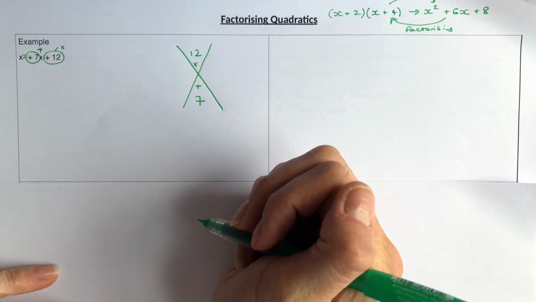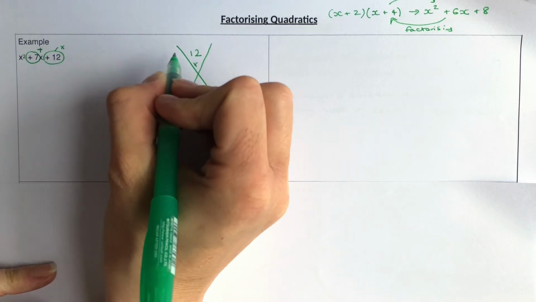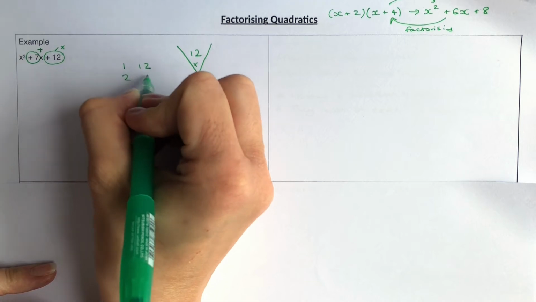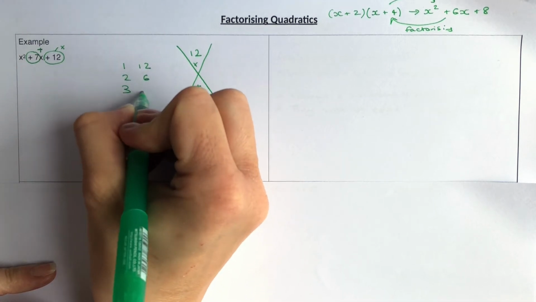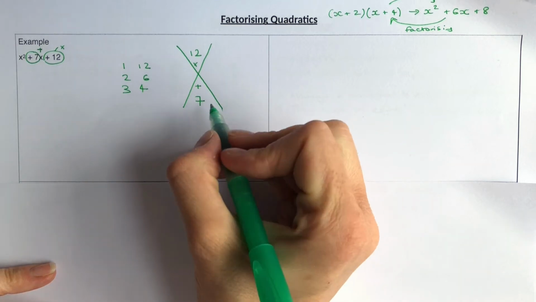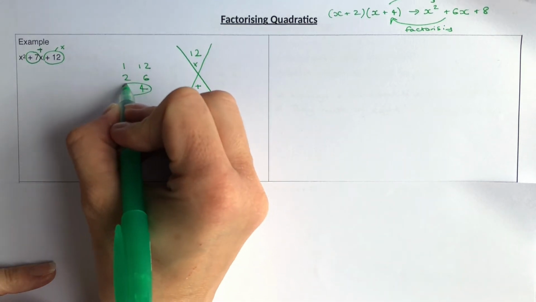So let's write out our factors. To make 12, I could have 1 and 12, I could have 2 and 6, I could have 3 and 4. So they're all the factors of 12. Which ones would add together to make 7? That would be 3 and 4.